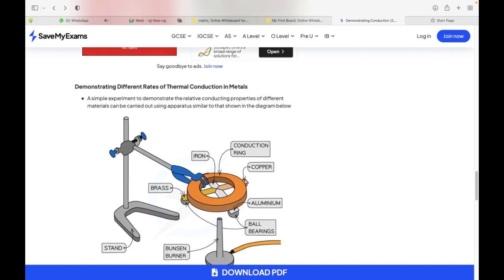Now let's take a look at another experiment in conduction. This demonstrates different rates of thermal conduction in metal. We're going to take different metals, hold them, and heat them up and see the different rates of conduction. So this experiment is just to find the different rates of conduction in different metals.